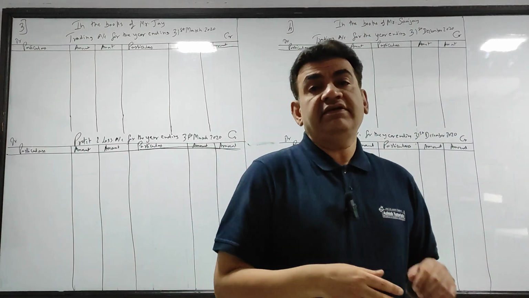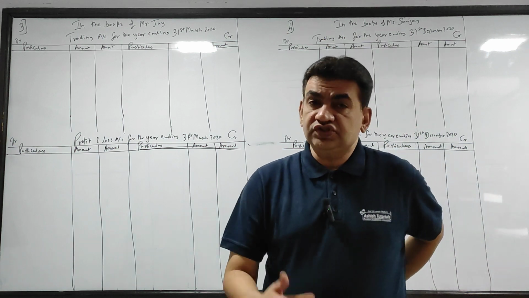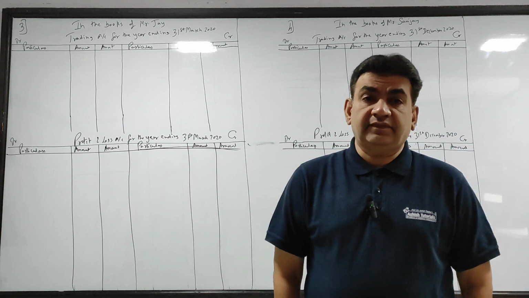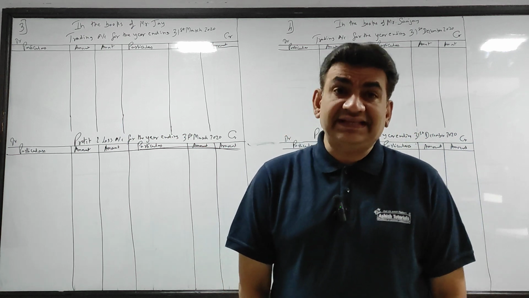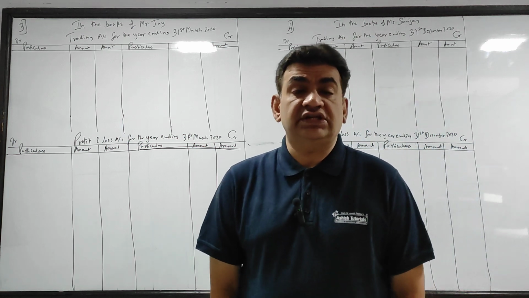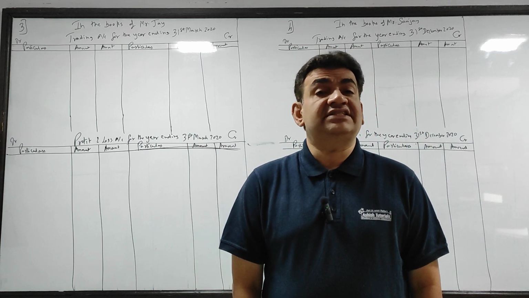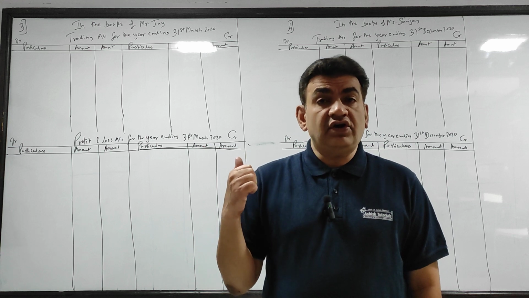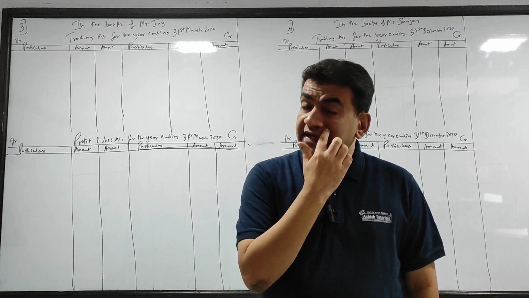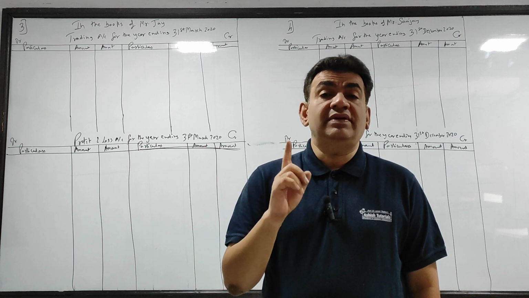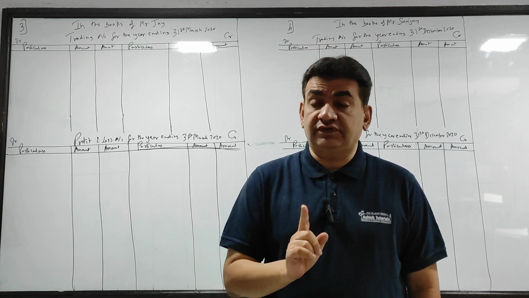Hi guys, in the previous class we started with the most important chapter, final accounts of proprietary concern, and I told you all that this chapter, final accounts, will be repeated in each and every year till the time you all are studying accounts. Here you all have final accounts of proprietary concern, that is sole trader. Next year FYJC you will be having final accounts of partnership firm.